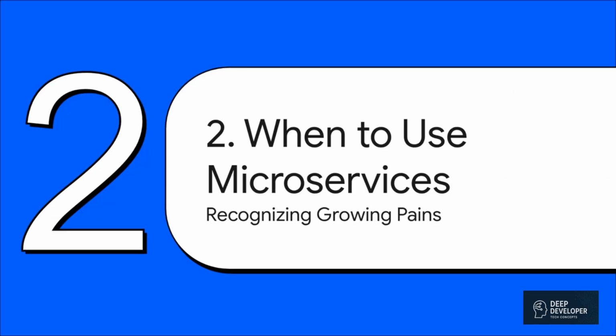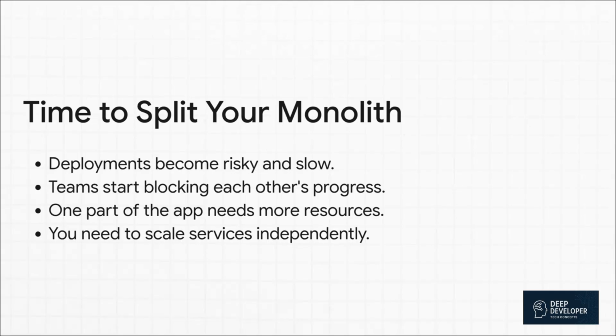But what happens when things go right? Your project is a success, it's growing, and that's when you start to feel some, well, growing pains. And those are the signals that it might be time to think about microservices. So, what do these signs look like in the real world? Well, deployments start to feel super risky, and they take forever.